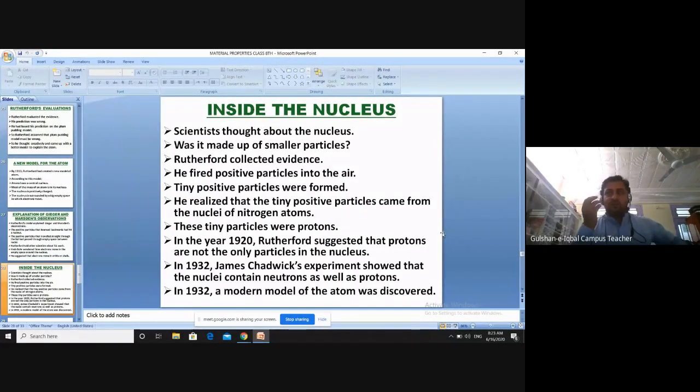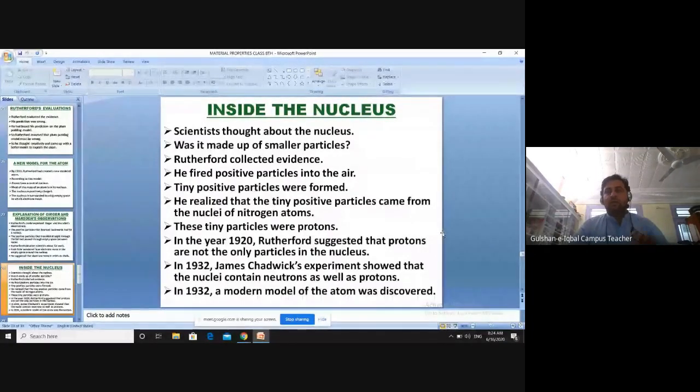And James Chadwick performed an experiment, and in that experiment he said that in the nucleus of an atom, neutrons are also present and protons are also present. I mean, the positive particles are present over there. We knew about that. But the negative particles were revolving around the positive particle. But along with those 2 particles, there was a third particle also present, and that third particle is known as neutron. So by the year 1932, the neutron was also discovered.